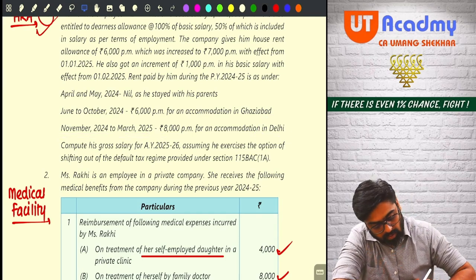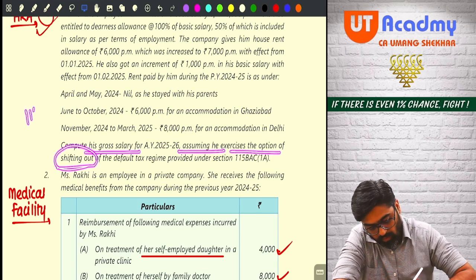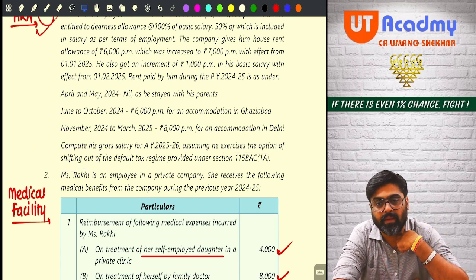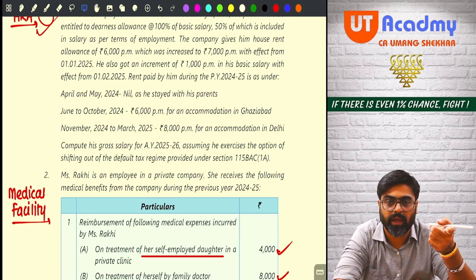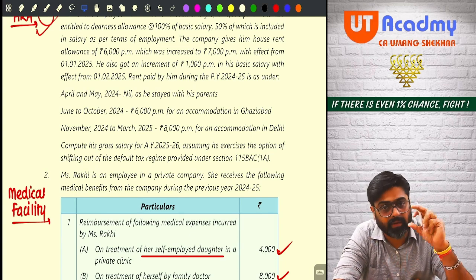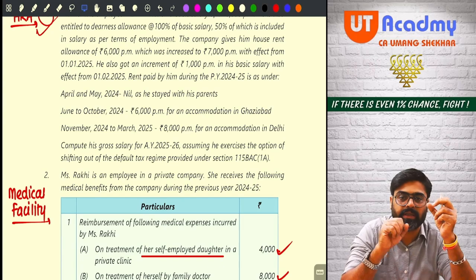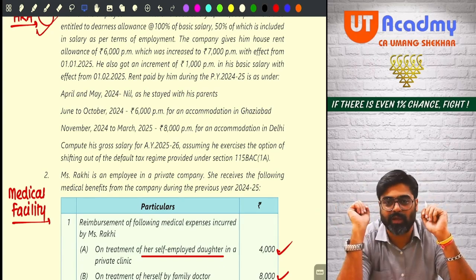Now they are asking you to compute gross salary assuming that he exercises the option of shifting out. Shifting out means 115BAC not followed. If 115BAC is not followed, will I be able to get the exemption of HRA? The answer is yes. So after taking the HRA exemption, whatever taxable HRA comes, that taxable HRA plus basic plus DA total will give me gross salary. That I am supposed to calculate.